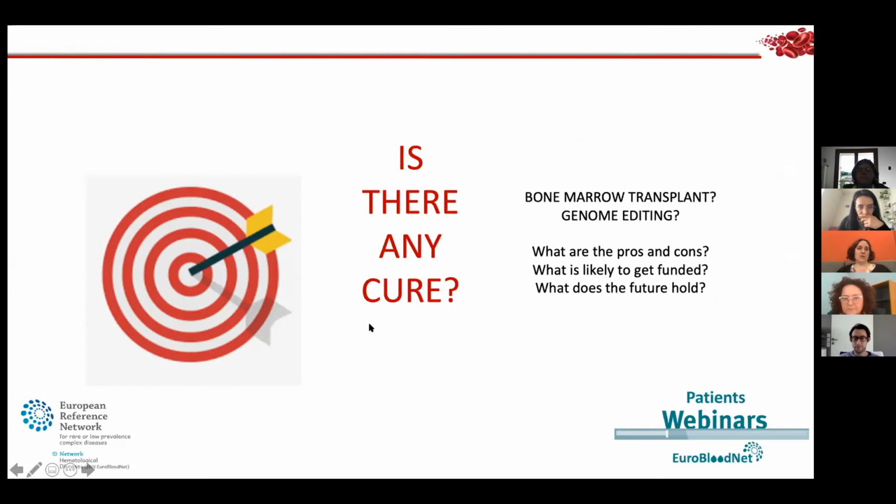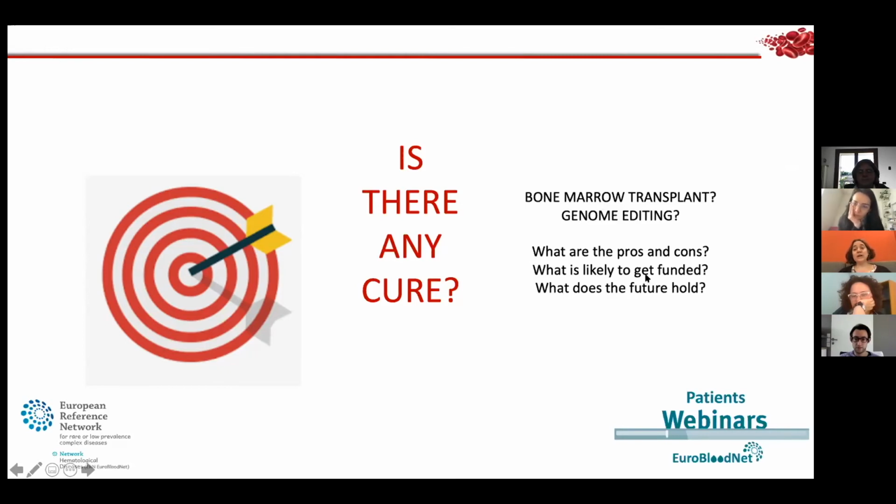Is there any cure? Actually, that's the question a lot of people will want to know. What about bone marrow transplants? What about genome editing? And this is not something that we can discuss in detail today. We can maybe come into it in the discussion, but none of these will be a straightforward answer. Even bone marrow transplant, yes, there are pros, but there are cons to having a bone marrow transplant. It's not an easy decision.